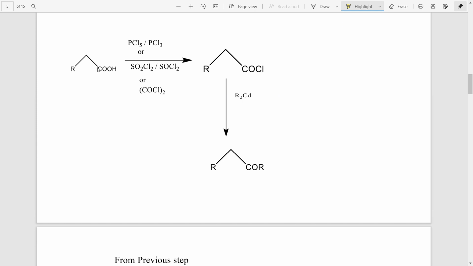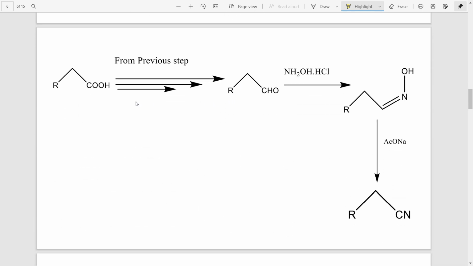Similar type of conversion from acid to carbonyl, that is ketone. Also here the first step is chlorinating step. After that we have to take help of a very reliable reagent for conversion of carbonyl chloride into ketone, which is dialkyl cadmium.